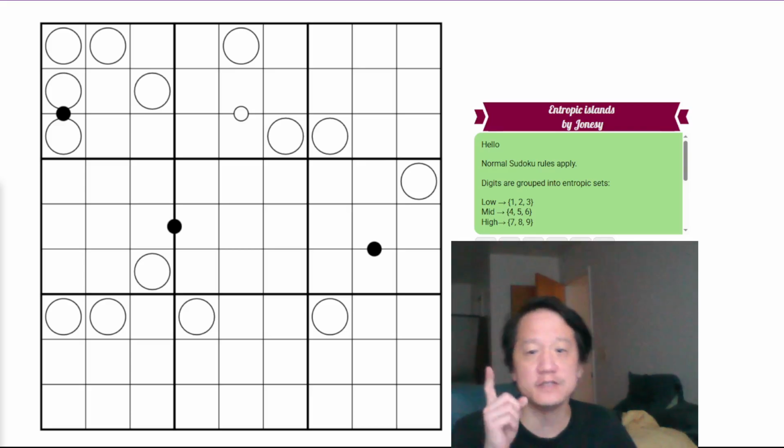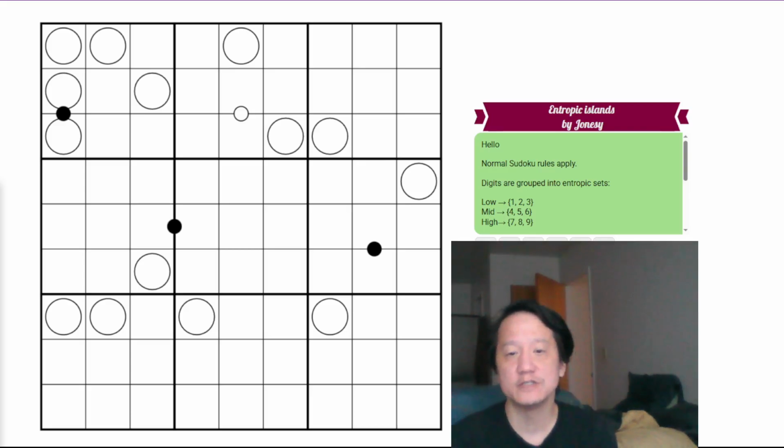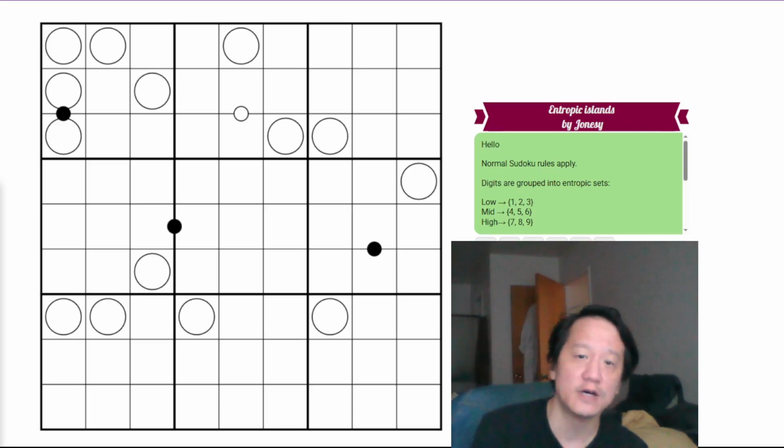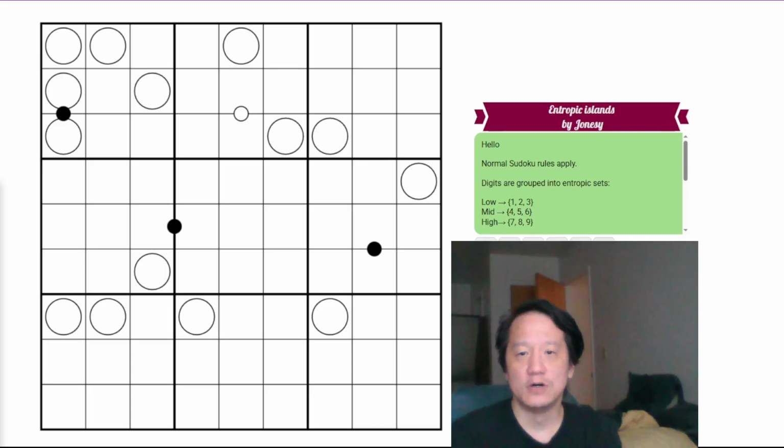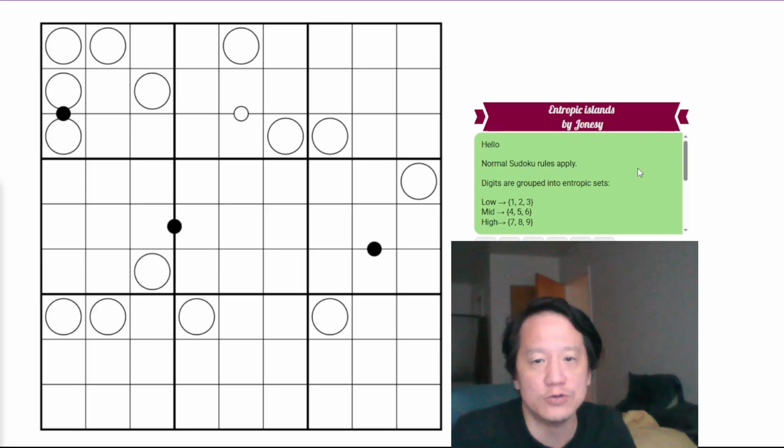And take that easiness with a grain of salt because it's considered easy by the people on the Logic Masters Germany forum, and there's a lot of really smart people there. Today's puzzle is called Frog in the Throat, Entropic Islands by Jonesy, and here are the rules.